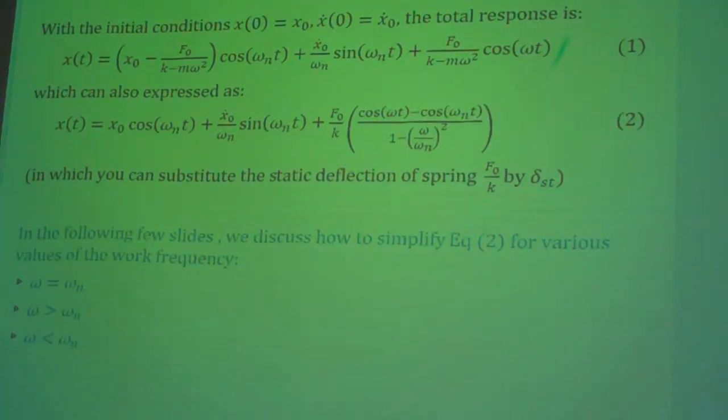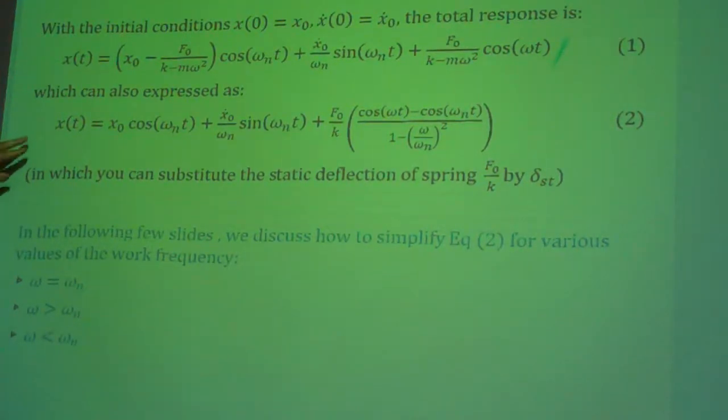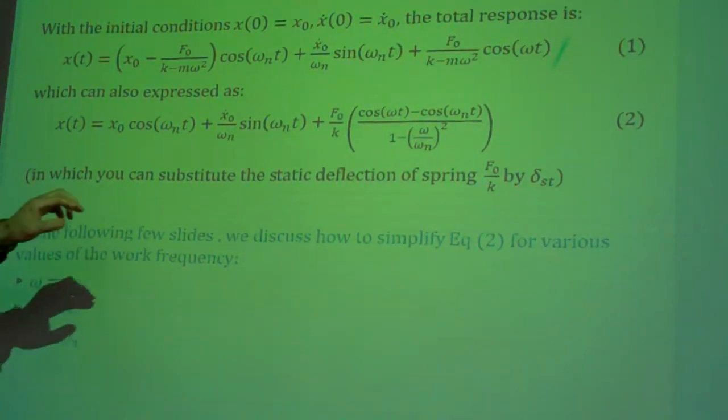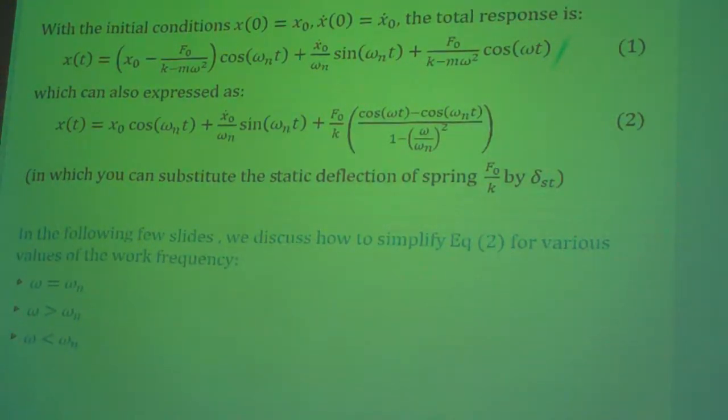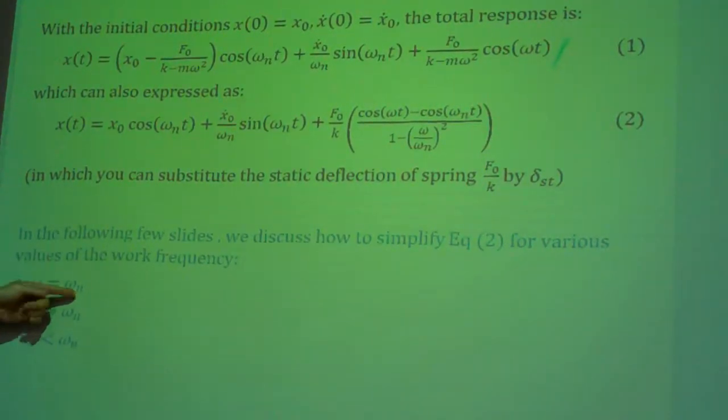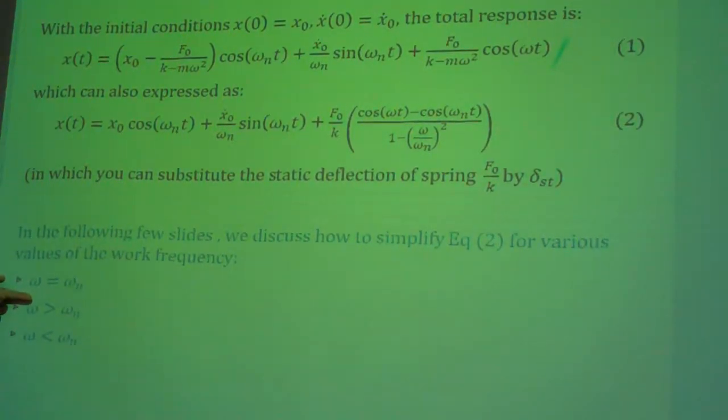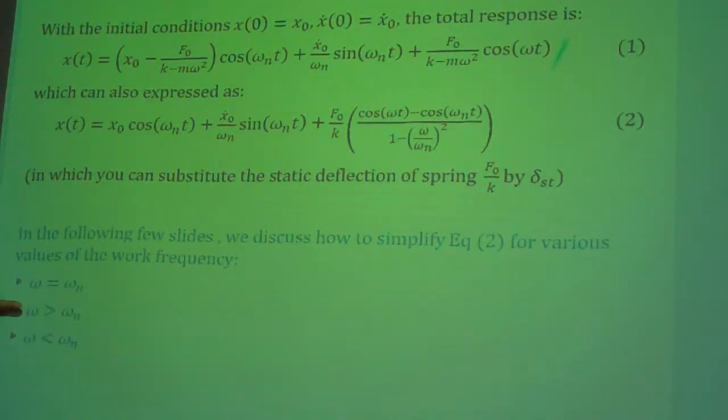And so today's focus, we're going to simplify equation 2, okay, based upon certain scenarios. So depending on our choice of the working frequency omega, we're going to have further detailed discussions. For example, when omega is chosen to be the undamped natural frequency, that means this scenario we call the system is under harmonic excitation at the resonance frequency, okay.